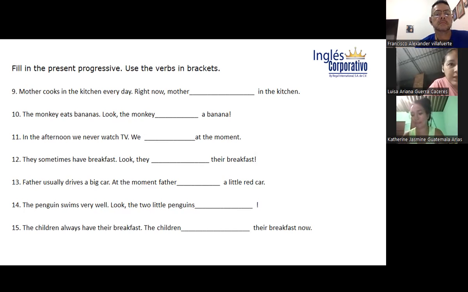Number 11. In the afternoon, we never watch TV. We are watching TV at the moment. We are using contractions. Okay, next.